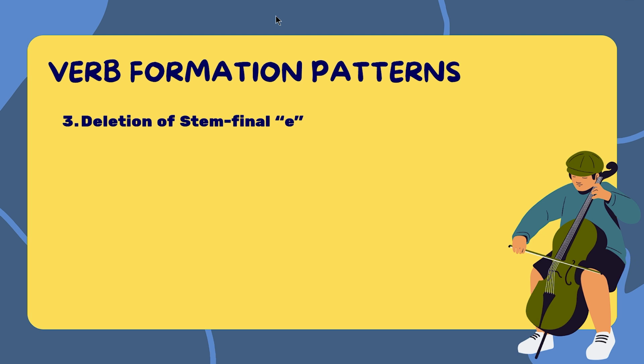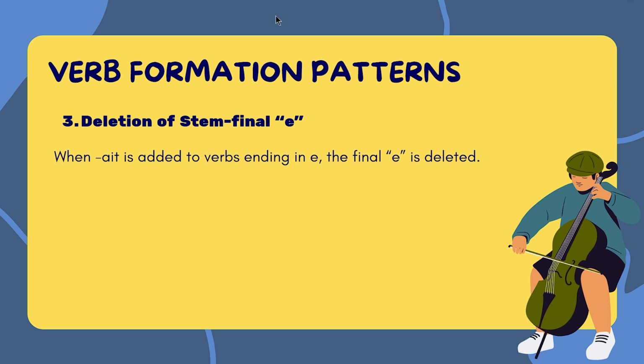Then the third pattern involves the deletion of the final a sound from the stem. If the verb stem has an a sound, it gets deleted after the addition of 8. So when 8 is added to the verbs ending in a, the final a sound is deleted. Let's again look at a few examples. So da is the base stem for the verb give. Okay, when we attach 8 to it, it becomes dait. Again, ta is minimally pronounced everywhere. So la will become lait.